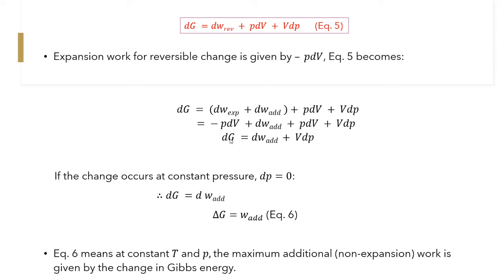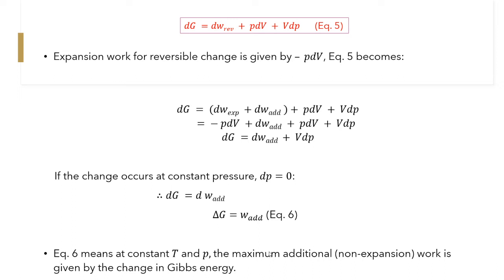So what you have really, dG is the additional work plus VdP. Now, if the change occurs at constant pressure, then we simplify this further by making this 0. Then what you have is dG equals additional work. So delta G is equivalent to additional work. So equation 6 means that at constant temperature and pressure, the maximum additional or non-expansion work is given by the change in Gibbs free energy.